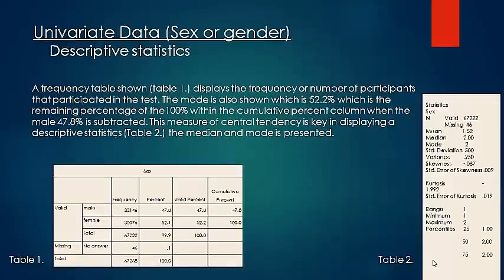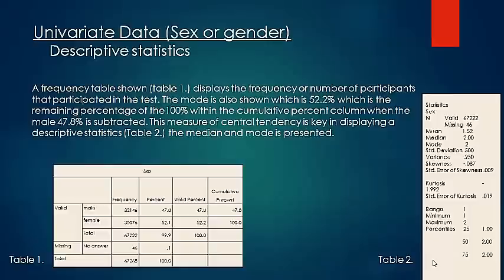Using V235, sex or gender, a descriptive test was conducted in order to create a frequency table, Table 1, which presented the measure of central tendency, in this case, mode. The mode was 52.2% within the female row, therefore explaining the females were the most dominant with regards to test participation. Table 2, however, displayed the median, 2, and mean, 1.52, also, which presented the other central measures of tendency.